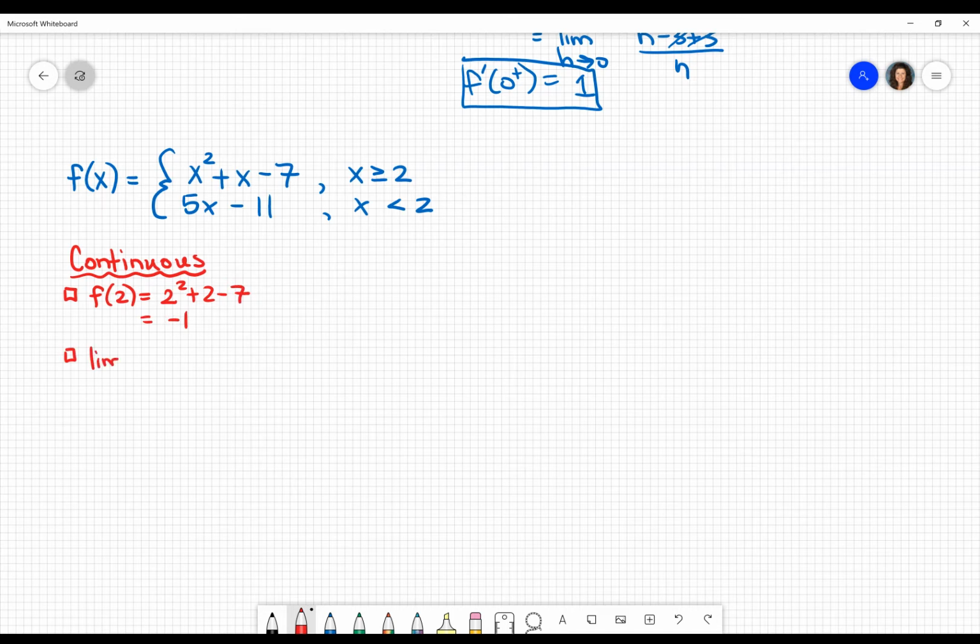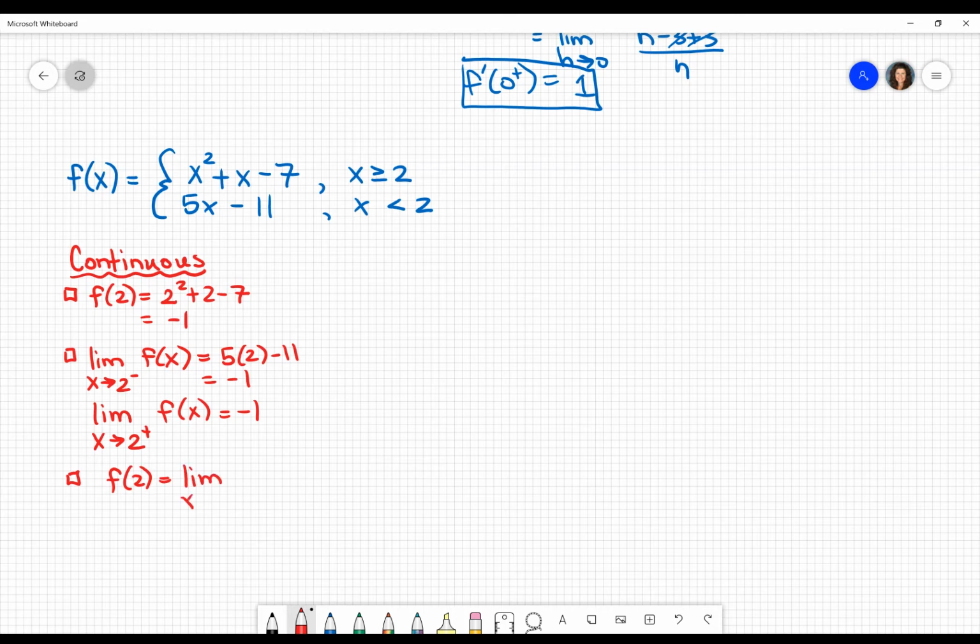I'm going through this part a little bit faster now as we've gained some proficiency in justifying continuity. So the limit from the left would be 5 times 2 minus 11, which is negative 1. And we know that the limit as x approaches 2 from the right is also negative 1. Oh, this is good stuff. So then f of 2 is equivalent to the limit as x approaches 2 of f of x. I must go through all 3 steps to prove continuity. Notice the notation, people. Okay, now let's prove if it's differentiable.